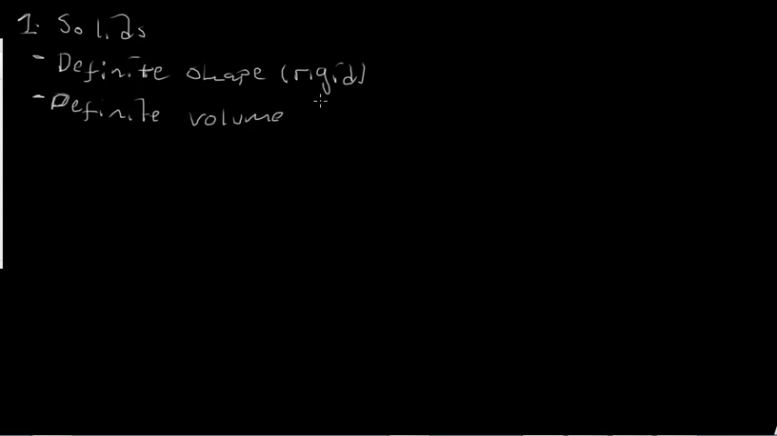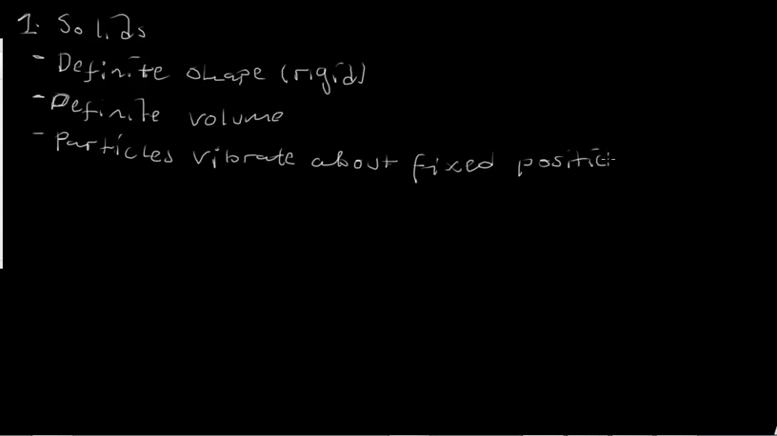But for now, just understand that solids have definite shape, they have definite volume, and apart from that, solids have their particles vibrating about a fixed position. So solid particles vibrate about fixed positions. Okay, so solids have definite shape, solids have definite volume, and solid particles vibrate about fixed positions. Let's get to liquids.